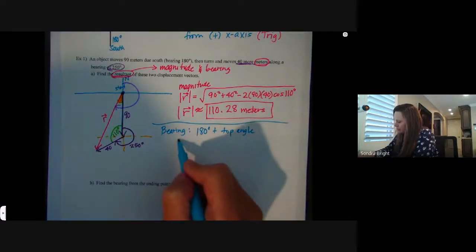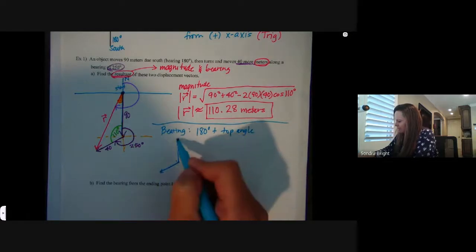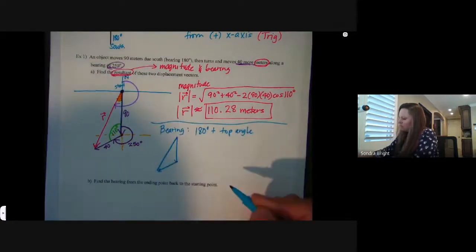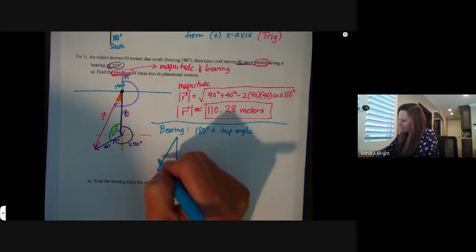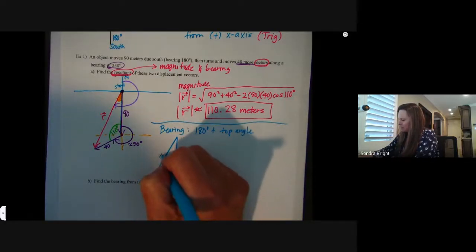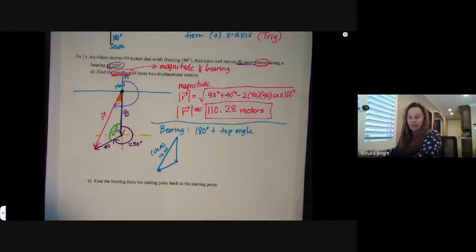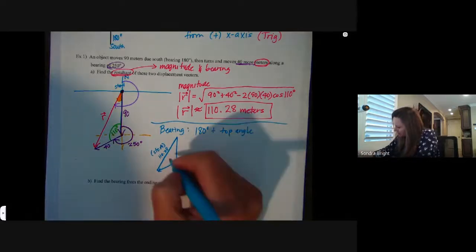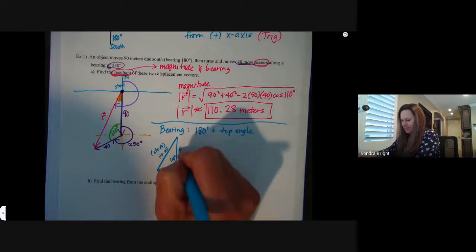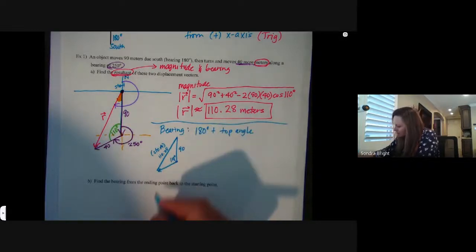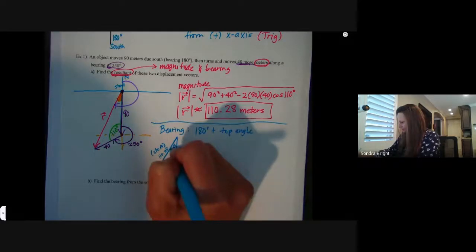I've got straight down, down this way, and then the resultant. Well, I just found what this R is, right? This is my 110.28, but I stored it, so I'm going to use my stored A value for that side. I know this is 110 degrees, I know this is 90, I know this is 40. And I'm trying to find this angle here. I'm going to call it theta.